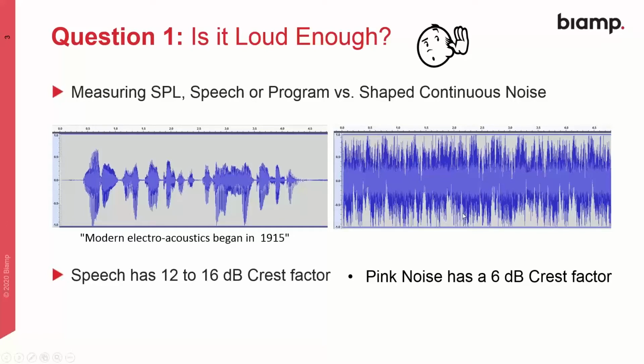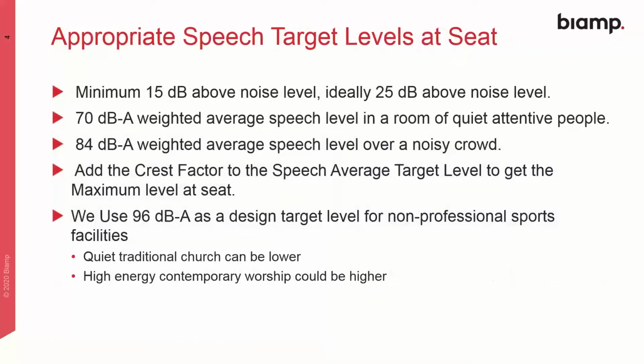The crest factor is what we call the difference between the peak level and the average, not average, actually RMS, but the effective value of the total signal. So pink noise has a 6 dB crest factor, where speech can be 12 to 16 dB crest factor. When we measure speech with a sound level meter, we're going to measure much lower than we would measure pink noise. We need to take that into consideration in comparing speaker measurements to actual live speech.